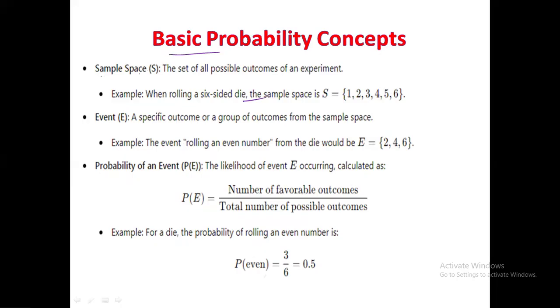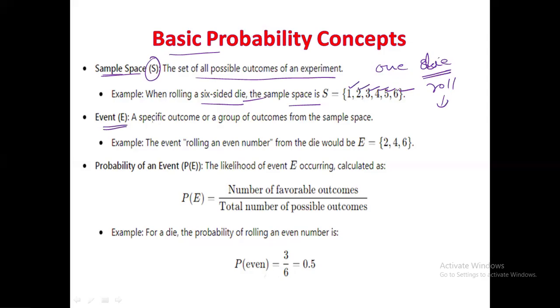Say, for example, we take the sample space, considering the symbol S, the set of all possible outcomes. What do we mean by sample space? It is defined as the set of all possible outcomes of an experiment. For example, when rolling a six-sided die, what are all the options? 1, 2, 3, 4, 5, 6. There is one die we are taking, and if you roll it, we will get six options, called 1, 2, 3, 4, 5, 6.